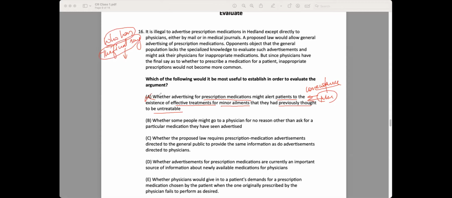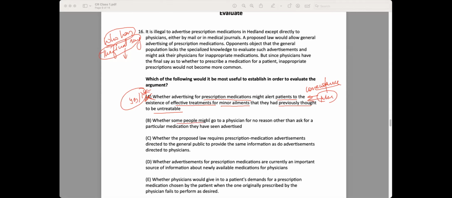So earlier for XYZ ailments, they were not going. The only thing that can happen is they'll start going for those ailments to the doctors. But again, who has the final say? It doesn't touch upon that thing. So that's why this option is out. Okay. So, if we say yes and no answer to this, yes, it will alert patients and they might go to doctors. No would say it'll not alert patients and they'll not start going to the doctors. It has no impact on who has the final say. That's why this is out.